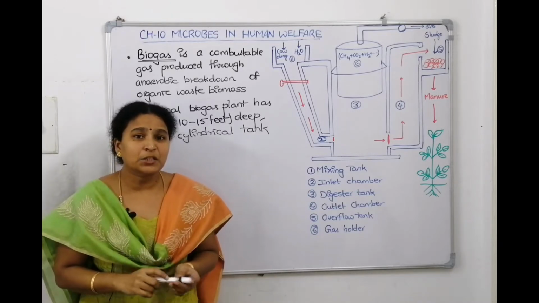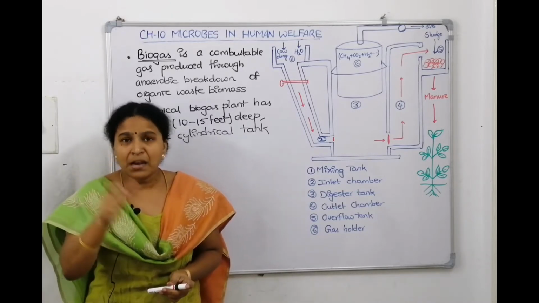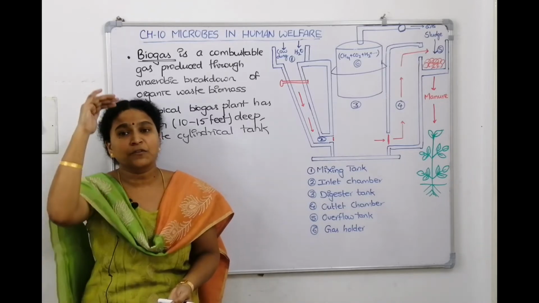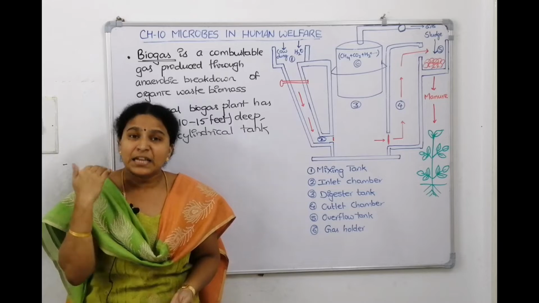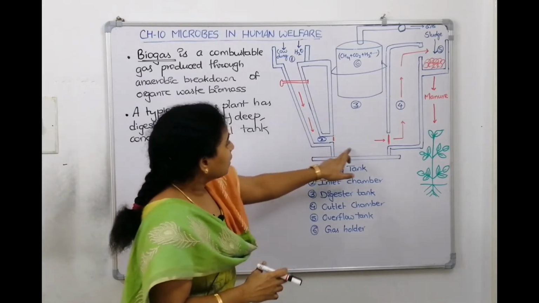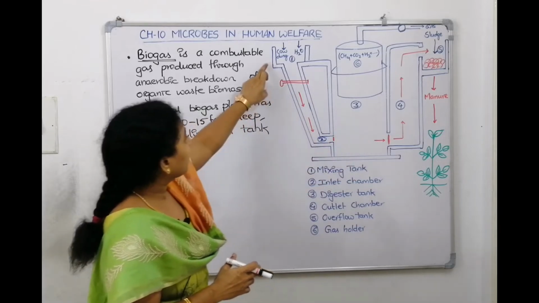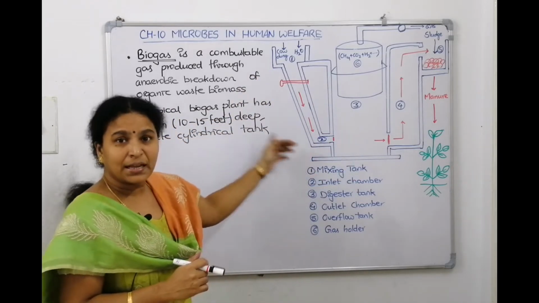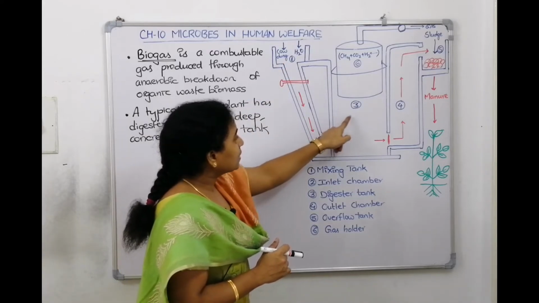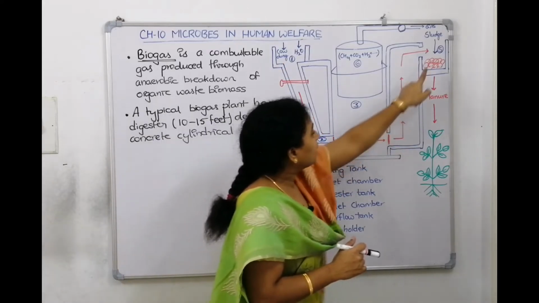Come on, tell me, what is a biogas plant? A typical biogas plant has a digester. What is the depth of the digester? 10 to 15 feet deep. And it is an airtight cylindrical digester. Now this is connected to 1. I wrote the numbers. Let us see that and then we will write down. This is 1 I mentioned. Here is 2. This is 3. This is 4. And here is 5.